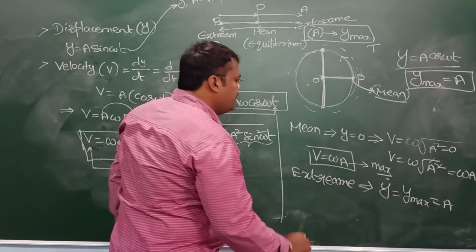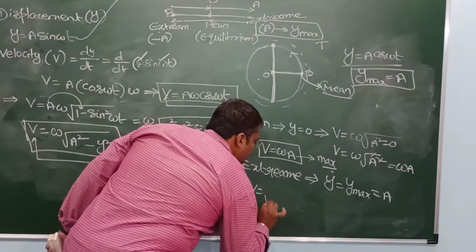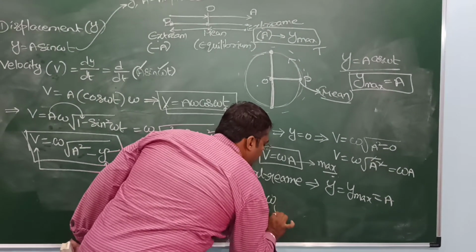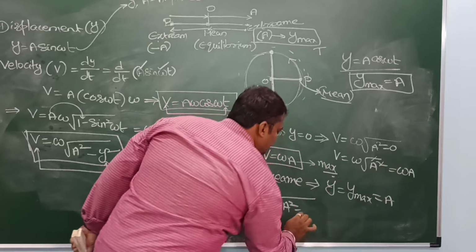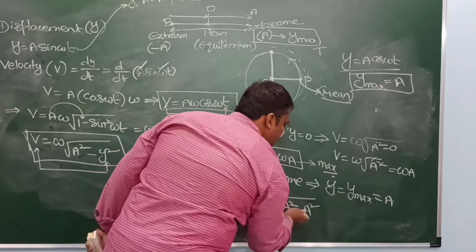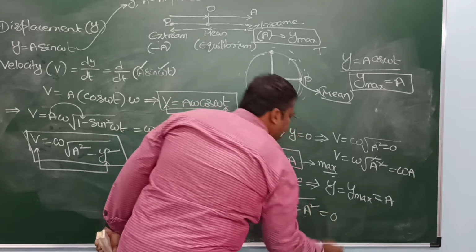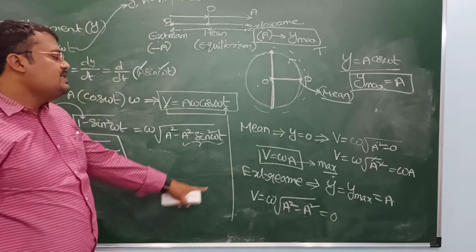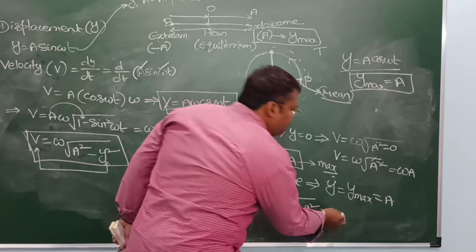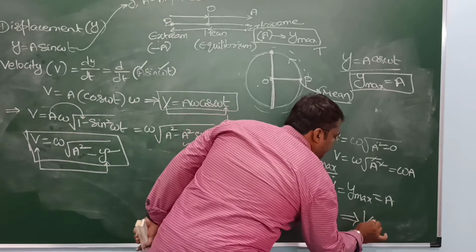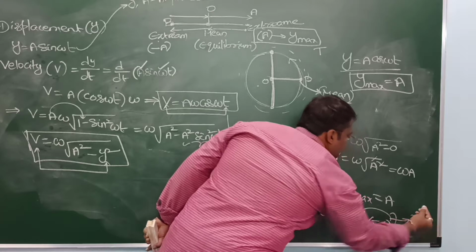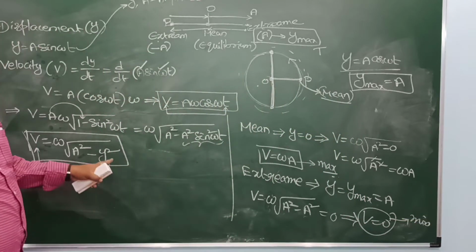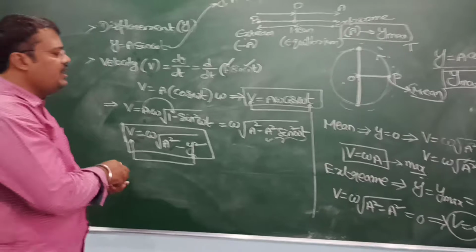Let us substitute in the formula. v is equal to omega square root of a square minus y square. With y maximum, that is again a square minus a square, you will get completely 0. Means at an extreme position, the velocity of the particle is minimum, that is 0. So this is the concept of velocity.